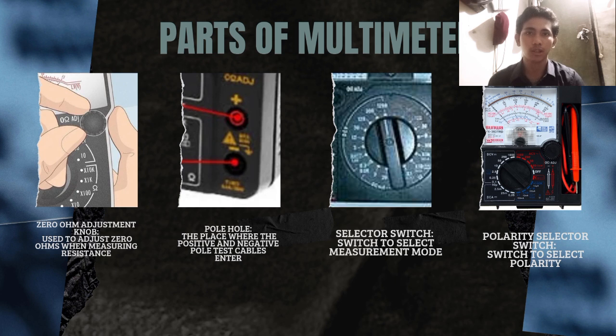Pole hole. The place where the positive and negative voltage cables enter. Selector switch. Switch to select measurement mode. Polarity selector switch. Switch to select polarity.